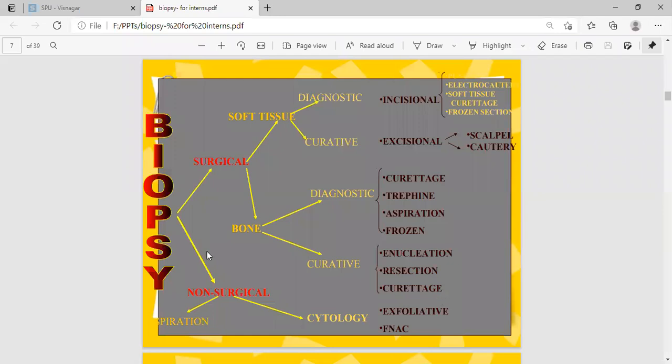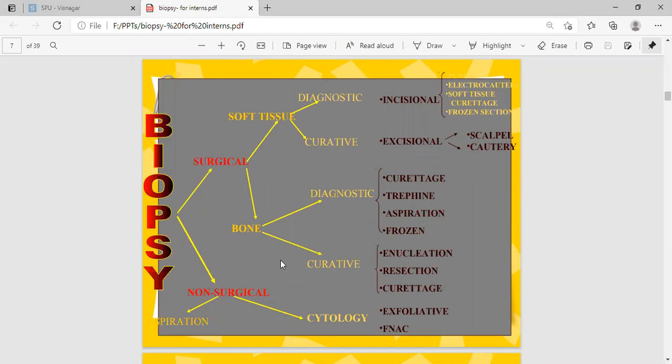So the biopsies you can categorize into surgical and non-surgical. Non-surgical is where you are not going to use a scalpel to remove the tissue and send it for histopathology. So the non-surgical ones are aspiration, fine needle aspiration cytology, and exfoliative cytology. This exfoliative cytology will come in detail in the further slides. So these are the non-surgical modalities.